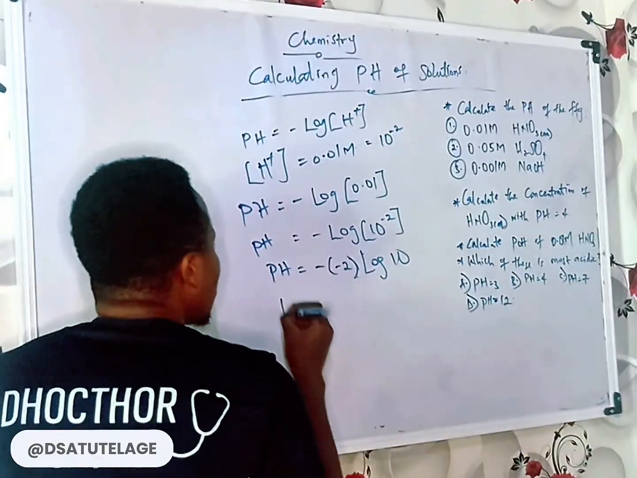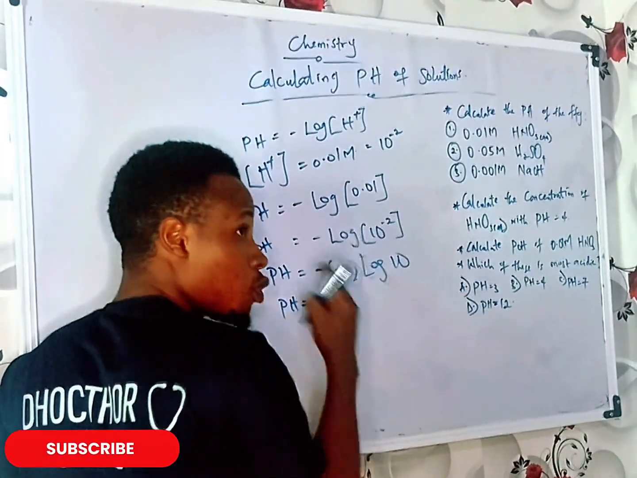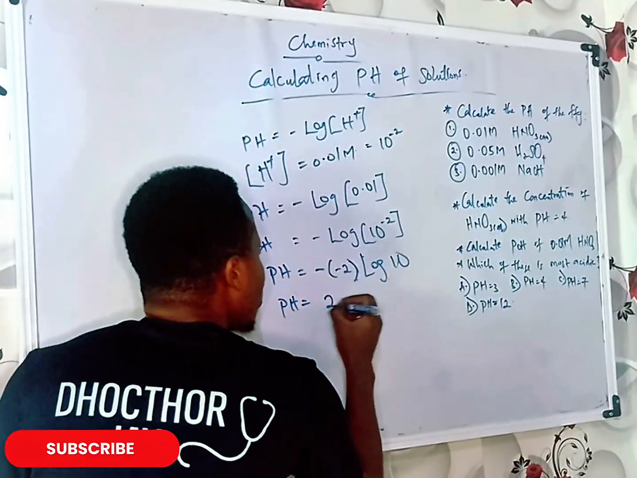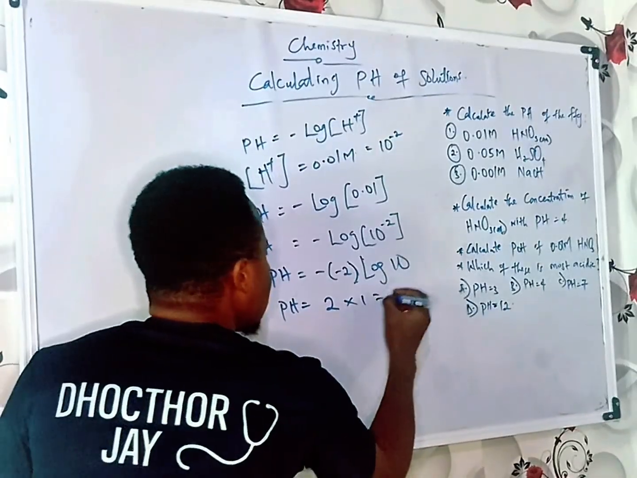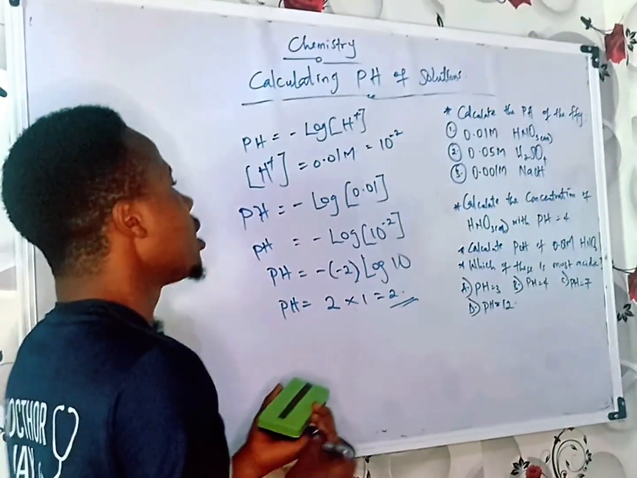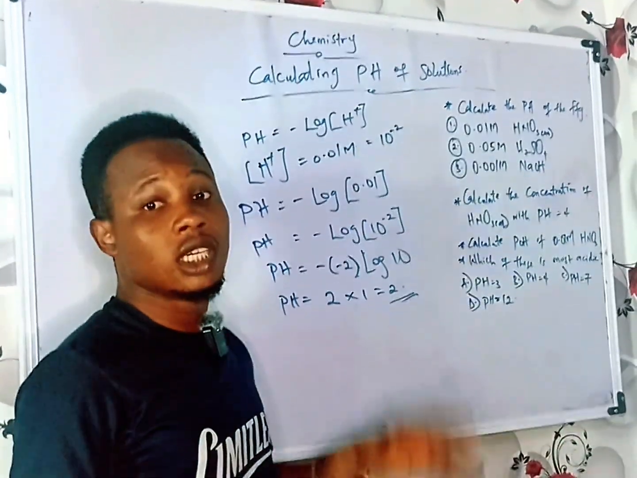All right. So here we have our pH equal to minus times minus. That is plus. Of course, you know that in your mathematics. So this becomes 2. And what is log 10? Log 10 is what? 1. So 2 times 1 is equal to 2. And that is the answer to that question. The pH of 0.01 molar HNO3 is 2.